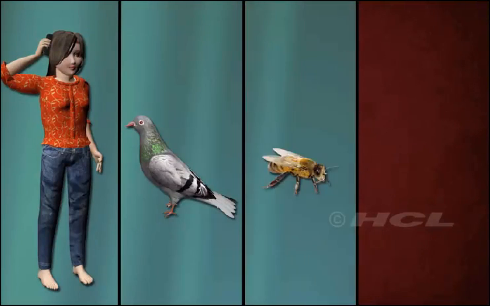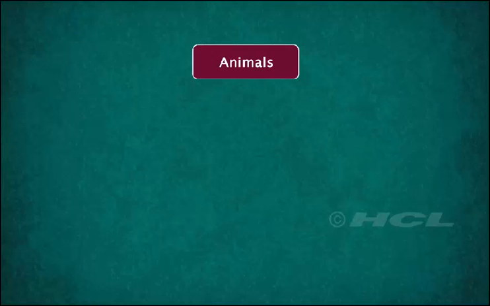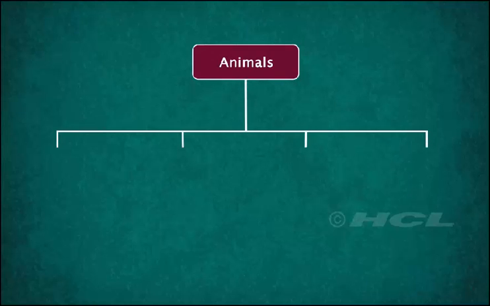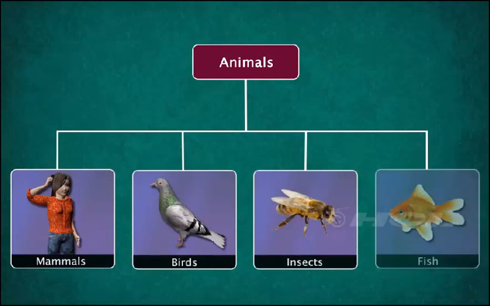Yet, there are differences between them as well. Based on these differences, we can group them into mammals, birds, insects, and fish. Let's find out more.